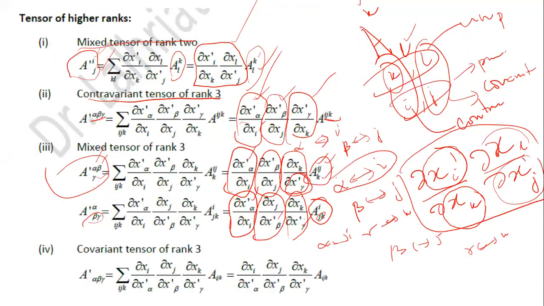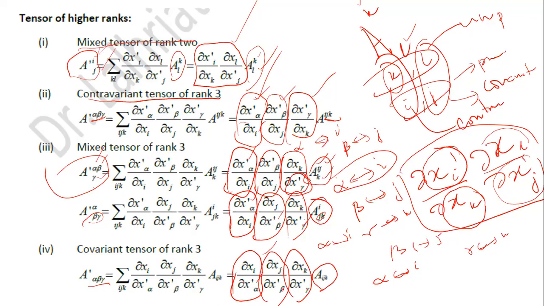Similar to that, you can write down the transformation relation for a covariant tensor of rank 3, IJK. Let's say the corresponding indices are alpha, beta, and gamma. Alpha and I are the corresponding covariant index. So the transformation coefficient for such an index will be del x alpha prime in denominator, del xi in numerator. So you can write it down like that.